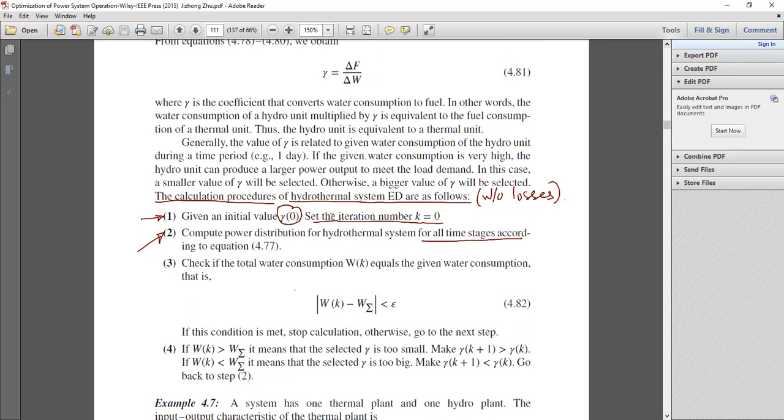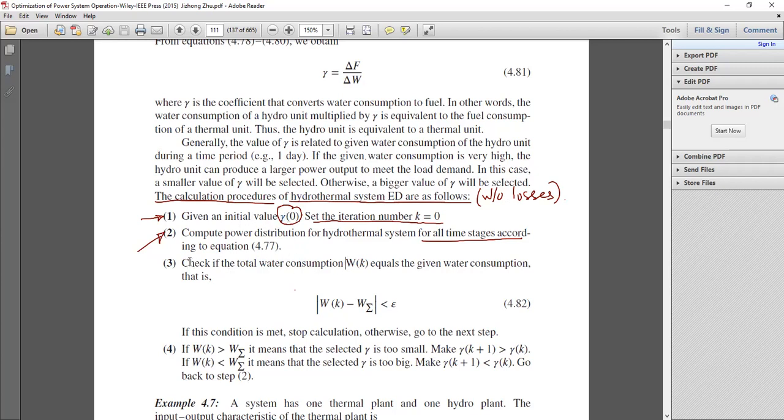So once you set gamma, then you know fk and wk expressions for the kth time instance, then of course you can compute the power distribution for a hydrothermal system for all time stages. We'll see in the example how we are going to do it. Now, once you know your distribution of power, meaning how much hydropower should be taken and how much thermal output should be taken, then you will be in a position to calculate the total water consumption, WK, for this specific gamma that you chose arbitrarily.